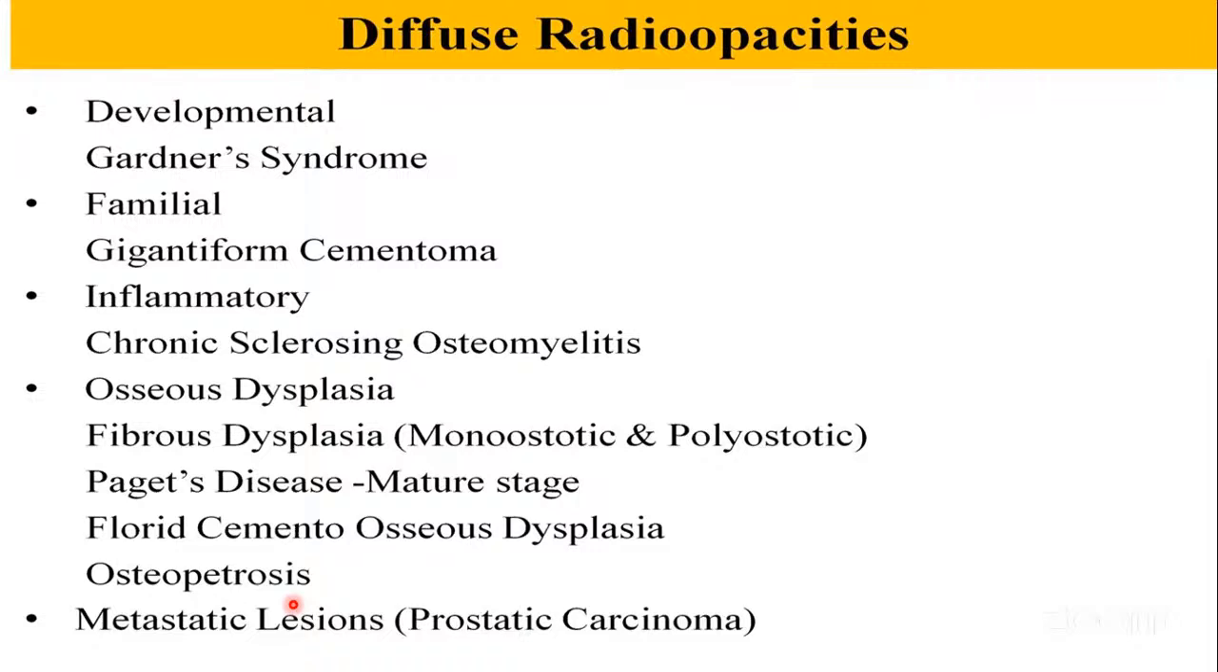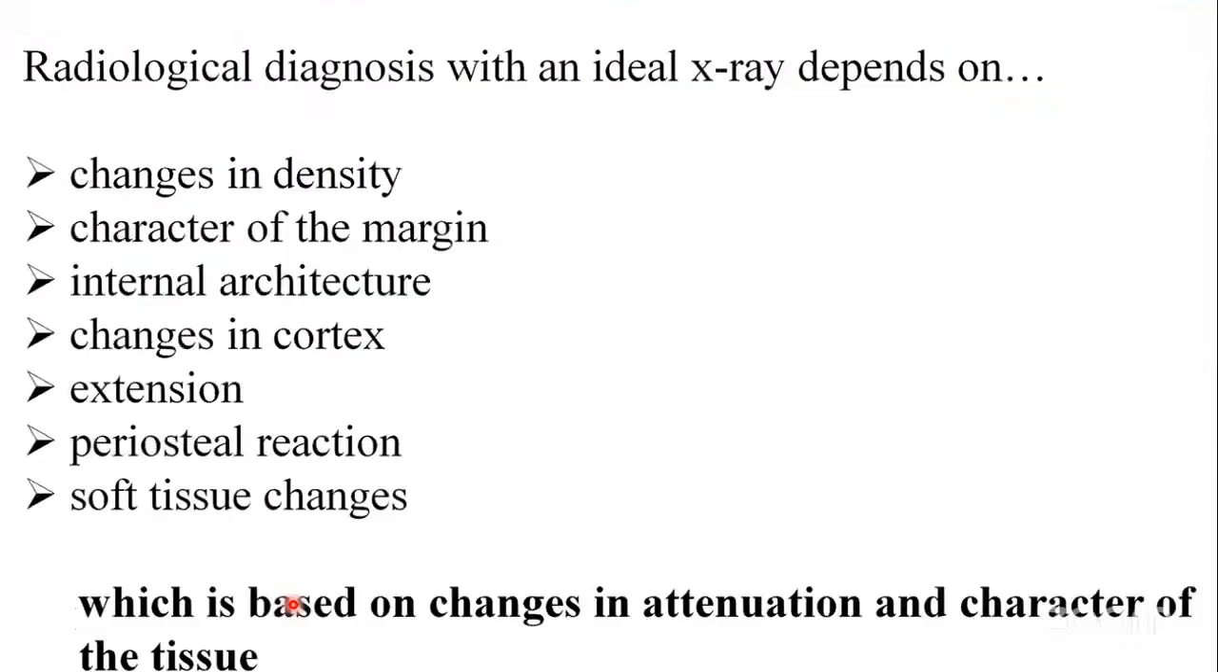Okay, so these are the differential diagnoses for your diffuse radiopacities. And whenever you are diagnosing from an X-ray, it should depend on the change in density of the X-ray, the characteristics of the margin of the lesion, the internal architecture, changes in the cortex, that is the buccal and lingual cortex, extension of the lesion or expansion, in other words periosteal bone reactions, and the soft tissue changes.